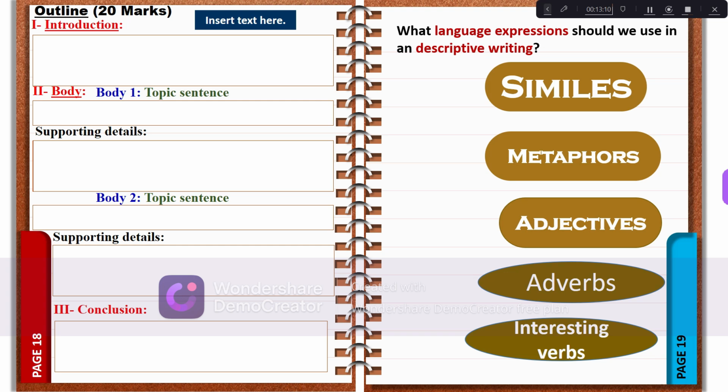Adjectives. Try to vary your use of adjectives, like long adjectives, short adjectives, strong adjectives, weak adjectives. Adverbs also vary in their use. For example, you need to use adverbs of frequency, adverbs of manner, etc. And interesting verbs, like action verbs, state verbs, and dynamic verbs.